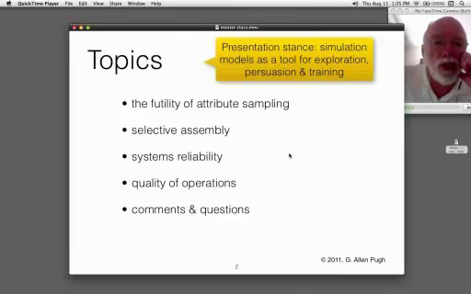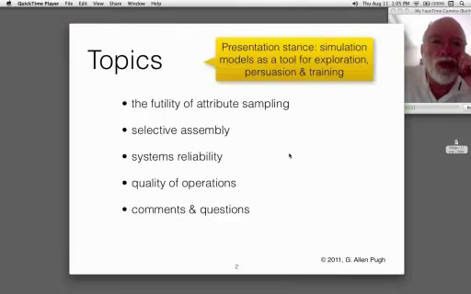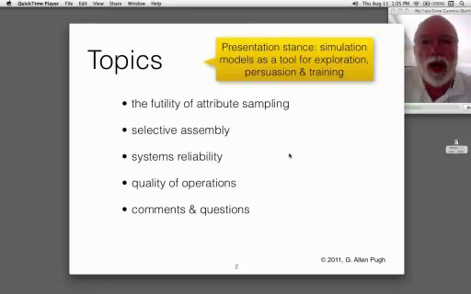The stance I'm going to take is that I want to use simulation models as a tool for exploration, persuasion, and training. And by persuasion, I mean to try to convince others that your plans are viable, to perhaps try to convince managers that your plan should be funded, and also to provide training for those people who are going to be using complex systems. Training can be extremely expensive, and simulation is not a bad way to start.